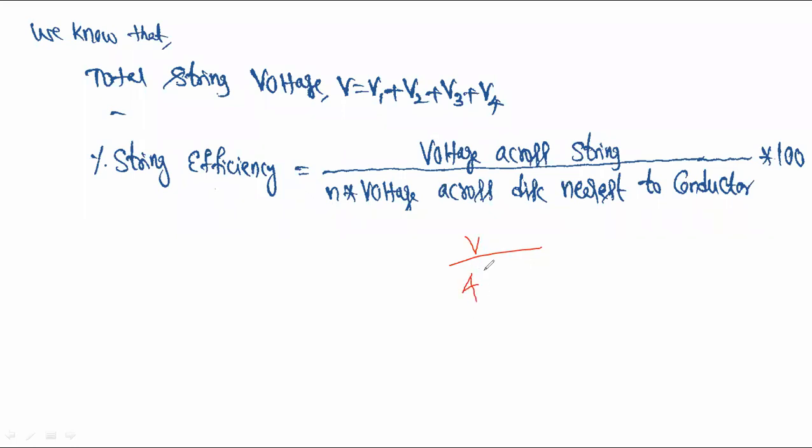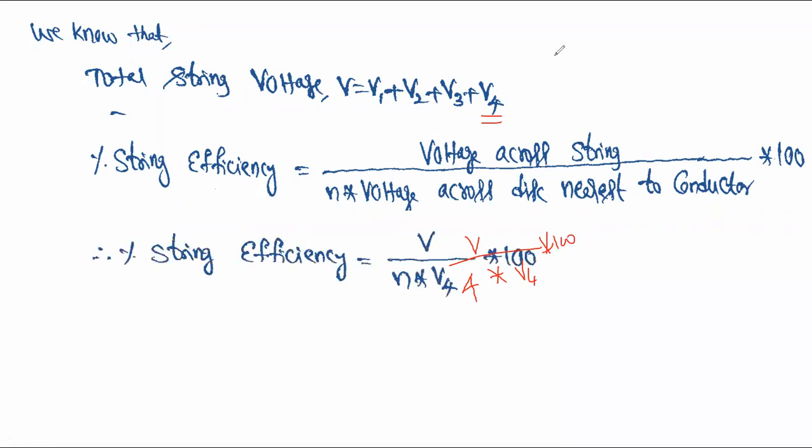In this example, how many disks are connected in series? 4 disks are connected in series, into the voltage across the disk nearest to the conductor. Which voltage is nearest to the conductor? V4. That is V4 into 100. So the string efficiency is V by N, with 4 disks connected in series, into V4, into 100. This is the voltage distribution across a string of suspension insulators.